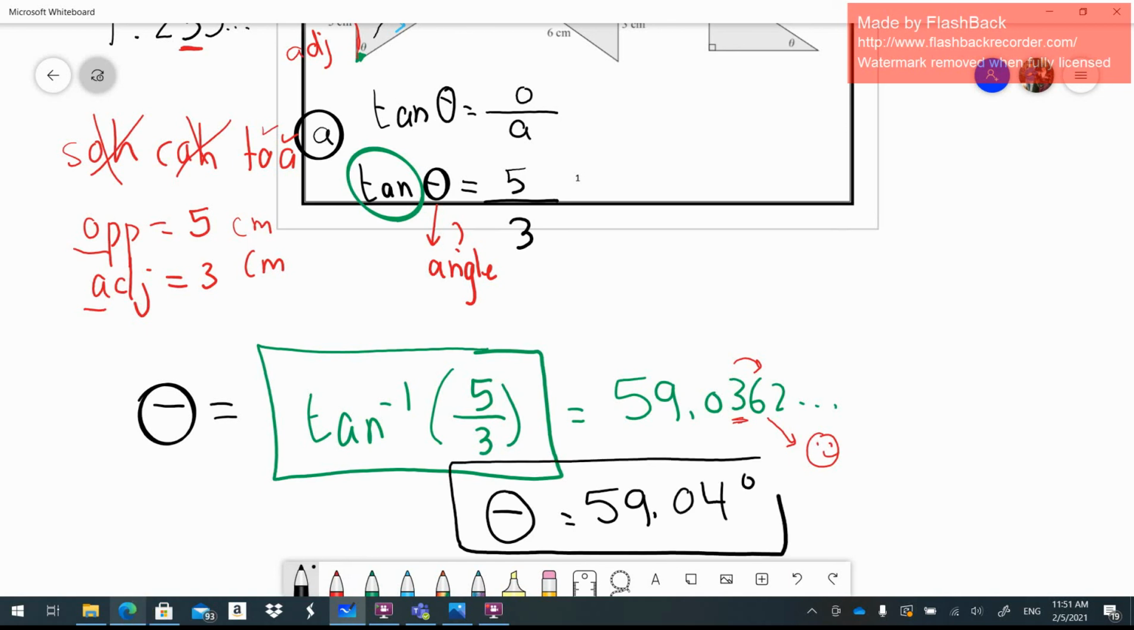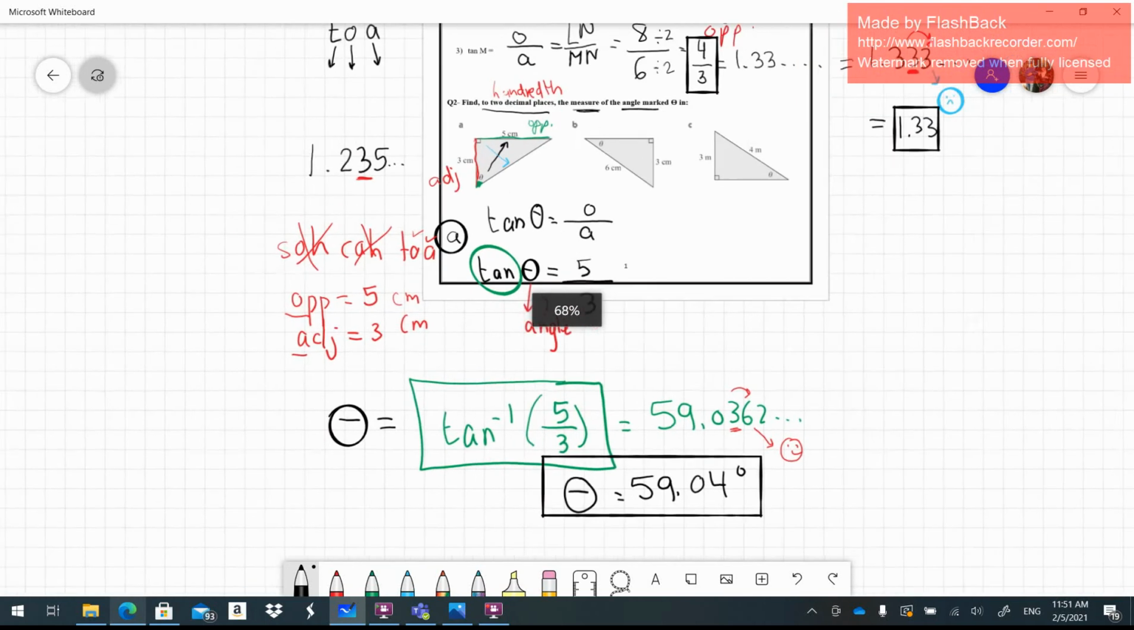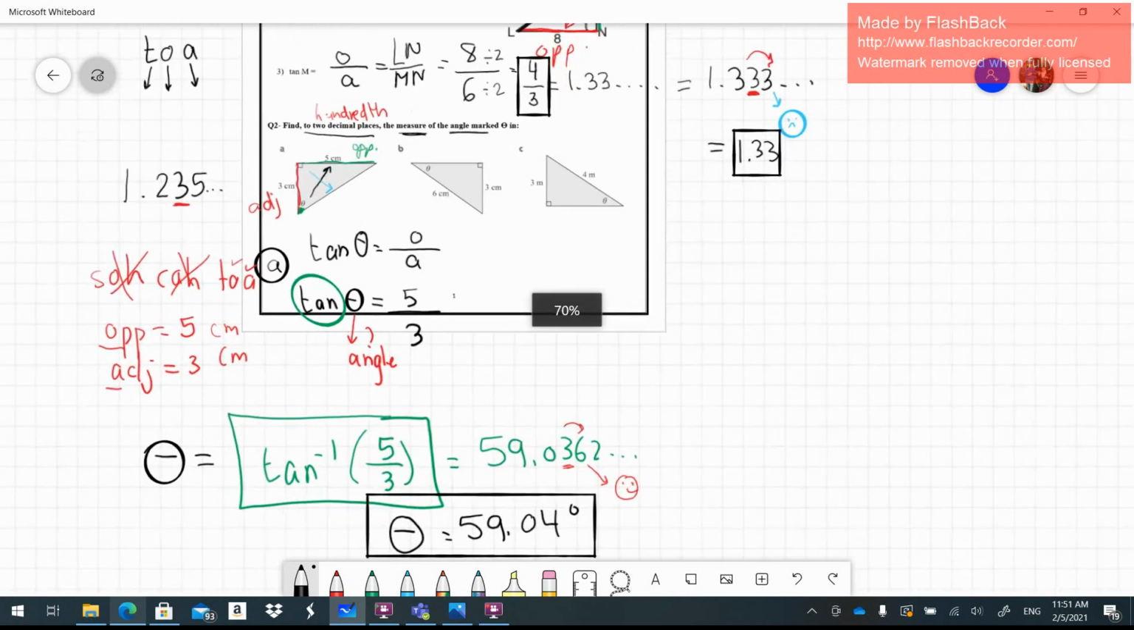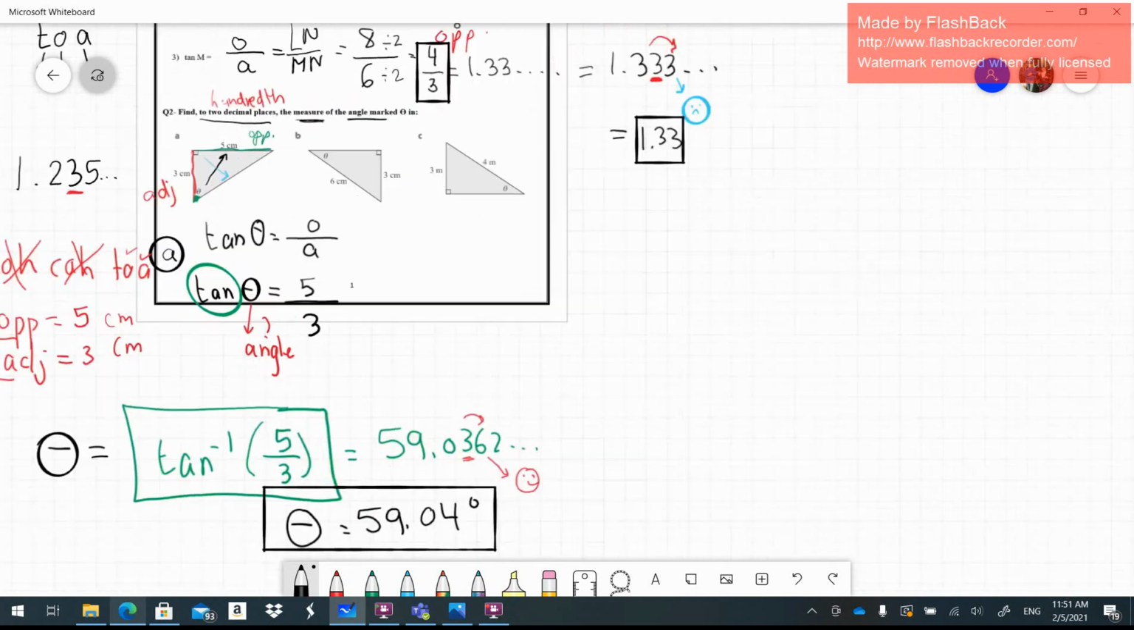Don't forget the unit of the angle. Here you have units, it's degrees, while in the first exercise you did not have units. Why? Because centimeter over centimeter, they cancel out, or a unit over the same unit, they cancel out. So this is the first angle.